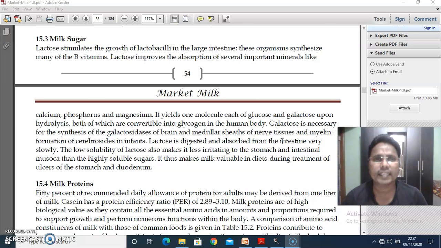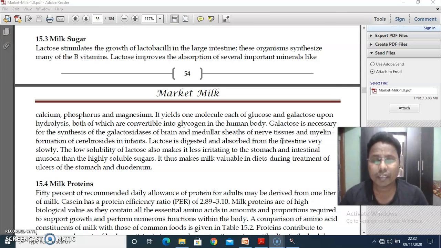The fat contains the fat soluble vitamins, that is A, D, E and K, and we have seen the importance of these vitamins for our body. Then we have also seen that milk fat contains CLA, which fights against cancer producing cells, that is, it plays an anti-carcinogenic role.